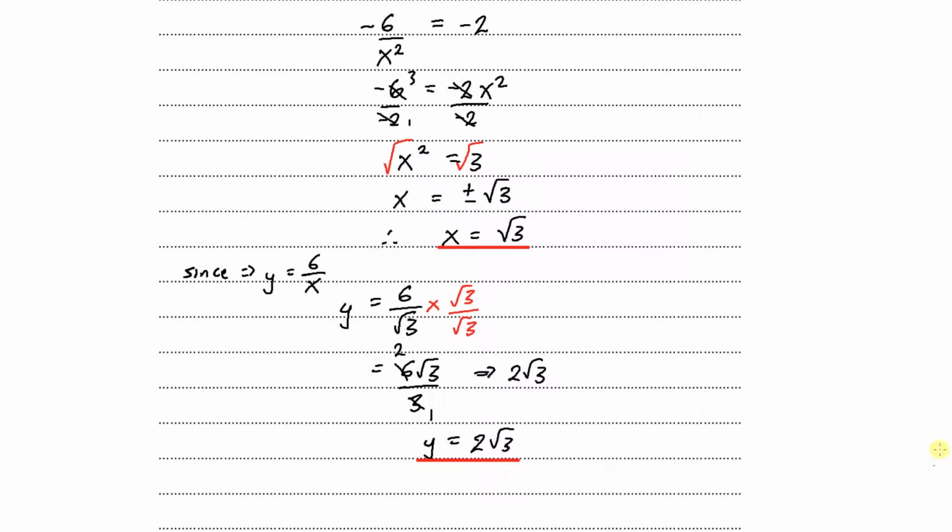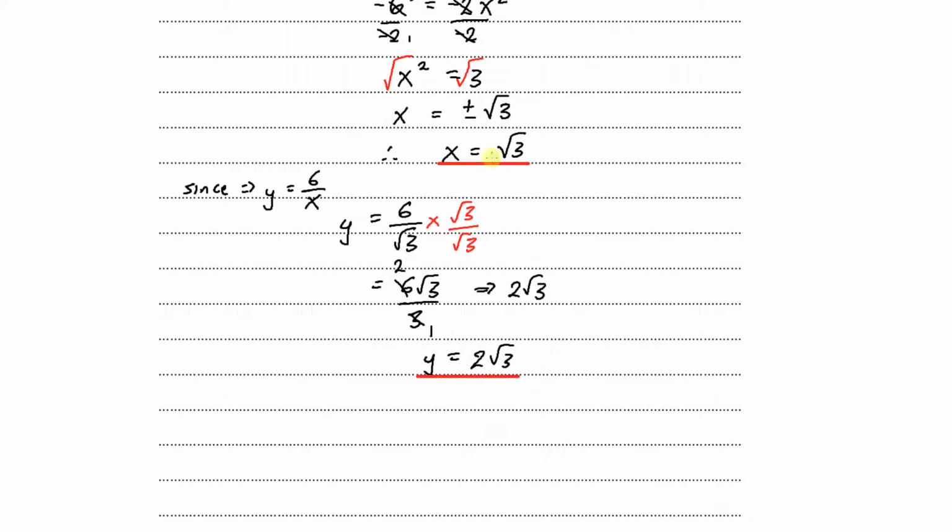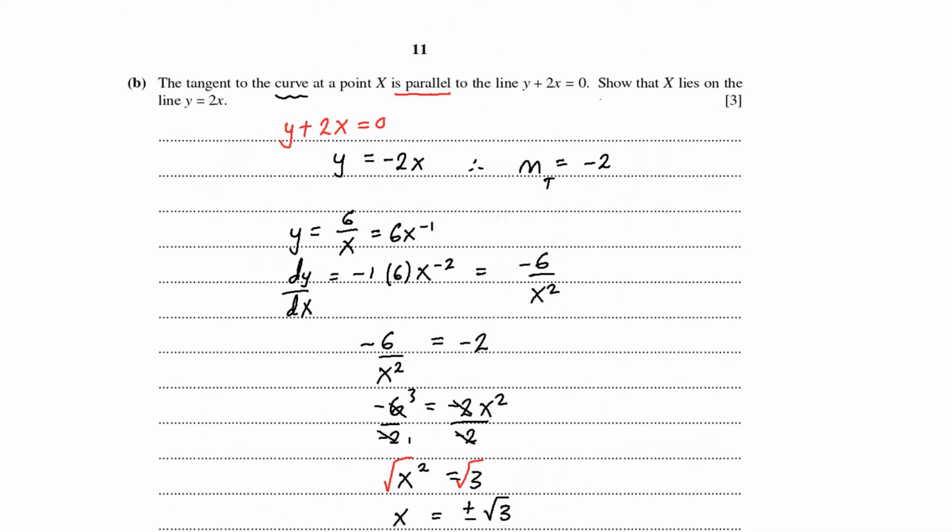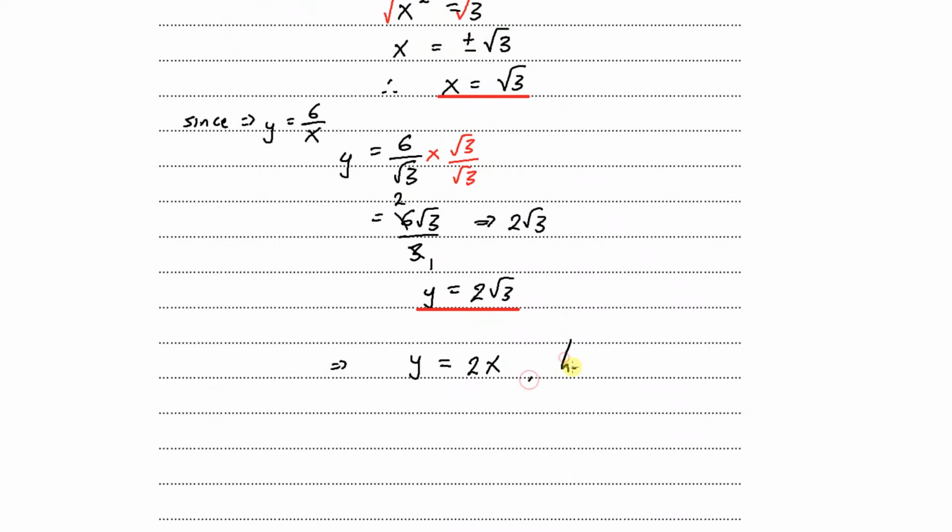And I think you can notice the relationship that y is actually 2 times x, because x is root 3, y is 2 times root 3. So the relationship between x and y is coming out to be y is equal to twice x, or y is equal to 2x. And that's what they want us to prove for this question. Show that x lies on the line y is equal to 2x. So we have thus proved it, hence shown. And that's the solution to this question.